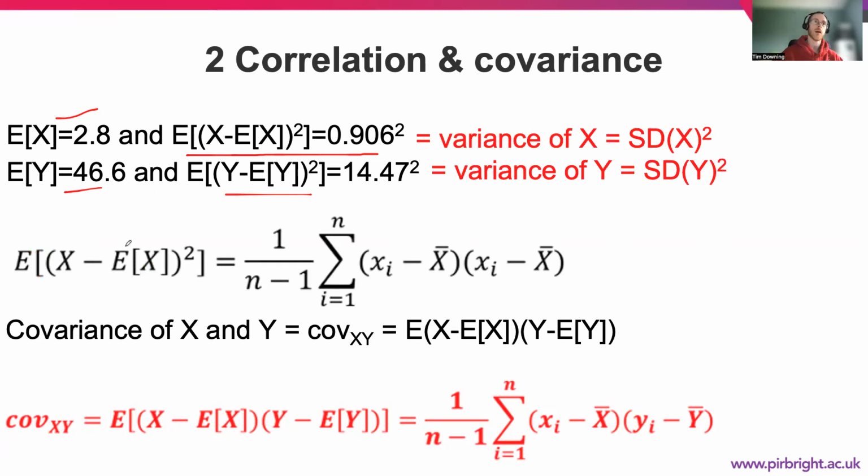We can then look at the expected value. We know that the variance of x is given by this equation, where it's one over n minus 1 times the sum of the squares. It's the same for the covariance of x and y, but here you note that we're doing xi minus x bar and yi minus y bar. So the covariance of x and y together is like the variance of x and y.